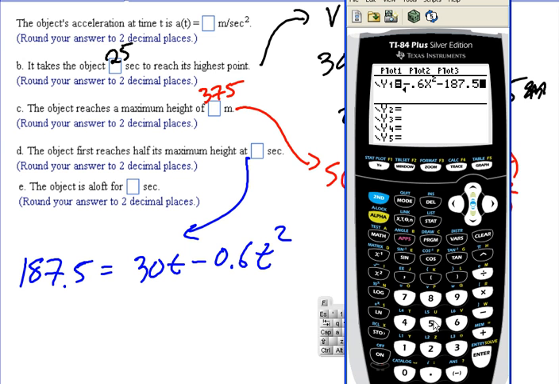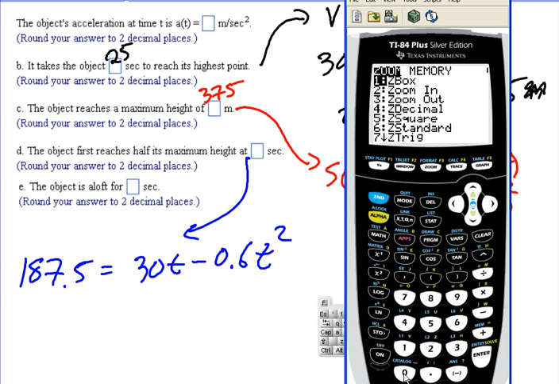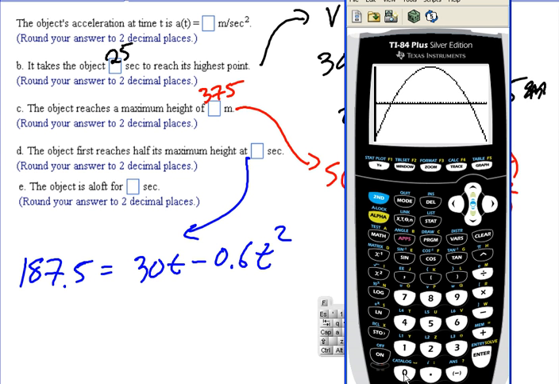So let's go. I'm going to set the window to go from x min is 0, x max is twice the time it takes to get to the peak, so 50, and then I'll just go zoom 0. Zoom fit and let it pick the y's. Okay, and there it is.